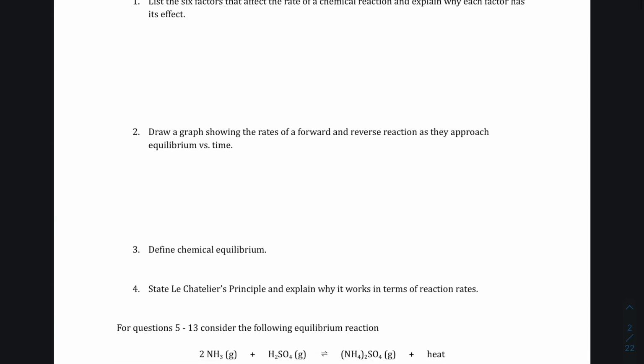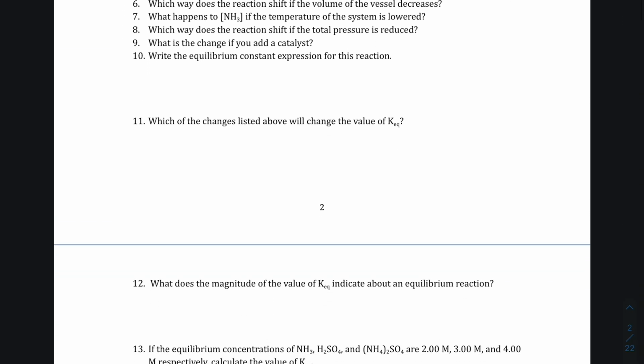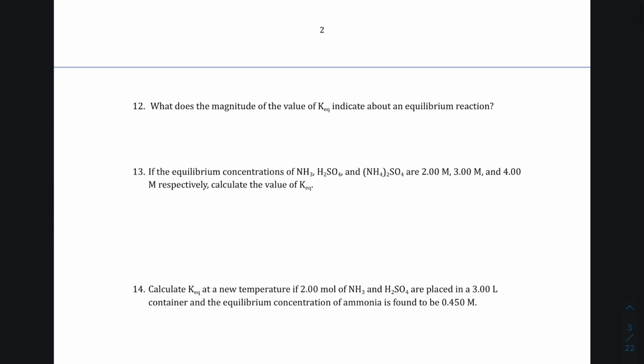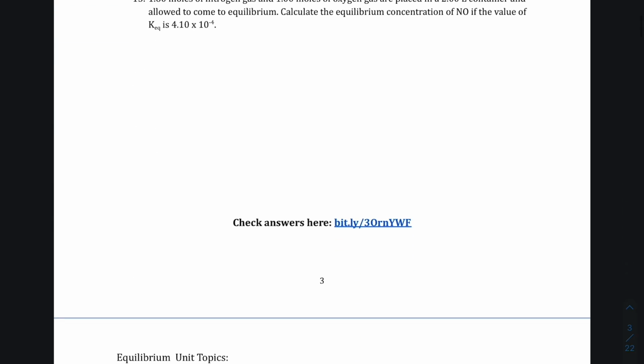So you're going to take this pretest. I want you to do it without your notes. It's going to give you a good idea of what you remember and what you forgot. There is an answer key that I want you to check. I think it is all correct.